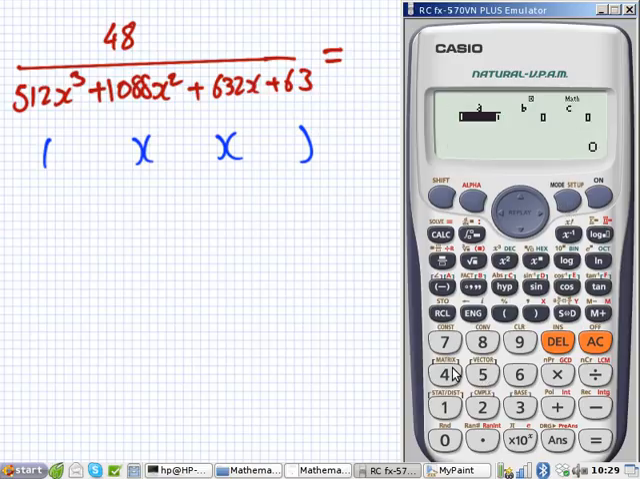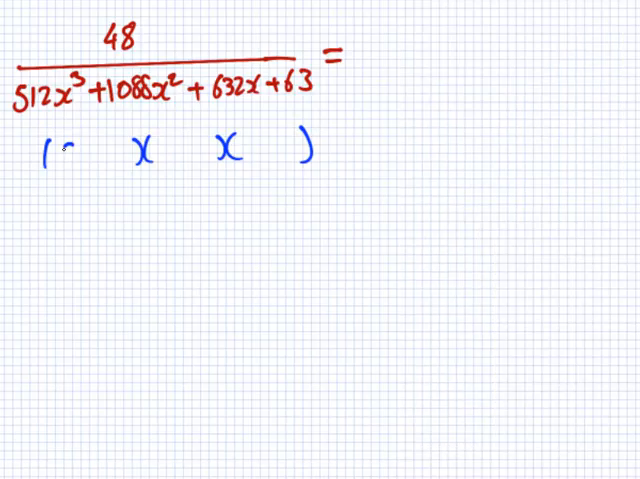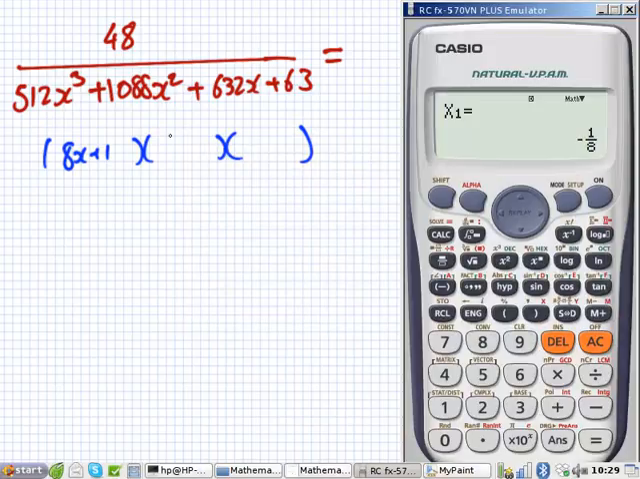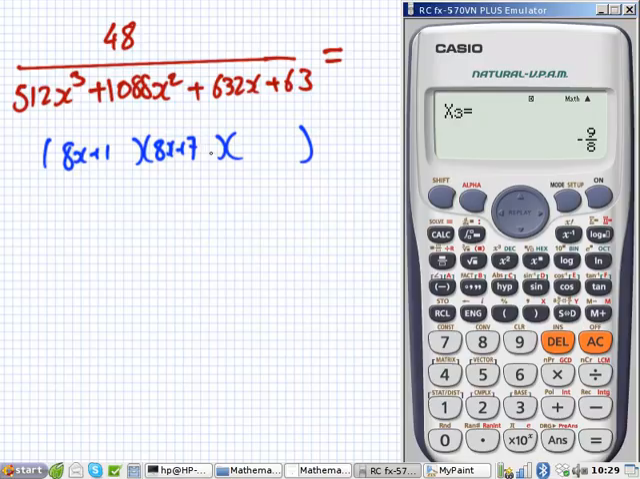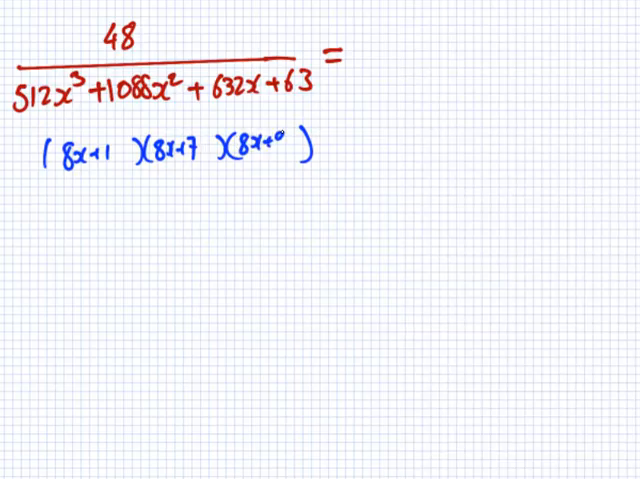54, 5112, 1088, 632 and 63. So we have 8x plus 1 as the first one, 8x plus 7 as the next one, and 8x plus 9 as the last one.